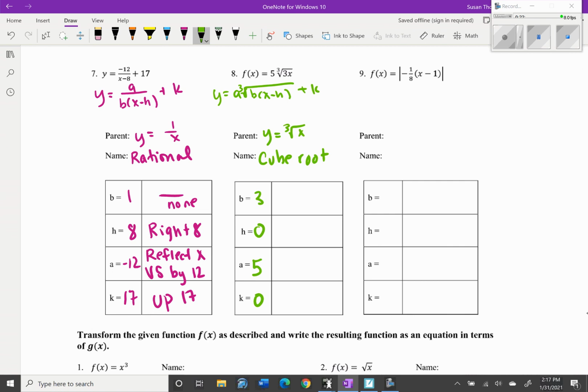So the 3 means this is a horizontal compression by 1/3, because remember, opposite thinking. This doesn't do anything to my graph. This would be a vertical stretch by 5, and this does not do anything to my graph.